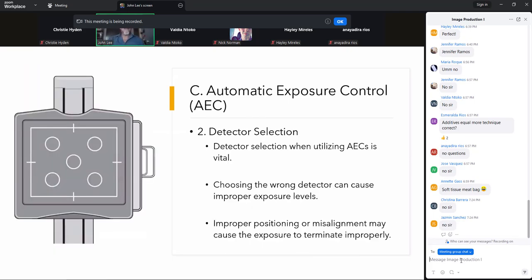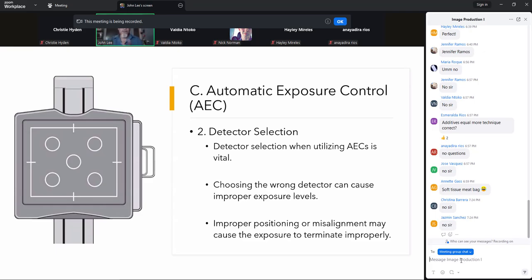Detector selection is very, very important. Choosing the wrong detector can cause improper exposure levels. Positioning is paramount when using the AEC. I know lots of people that, when they do L-spine series, like to use the AEC for the whole series. I prefer to take an AP using the AEC, then use that technique as a reference, make an adjustment, and do my obliques. Because lumbar spine obliques are a pain in the butt, period.